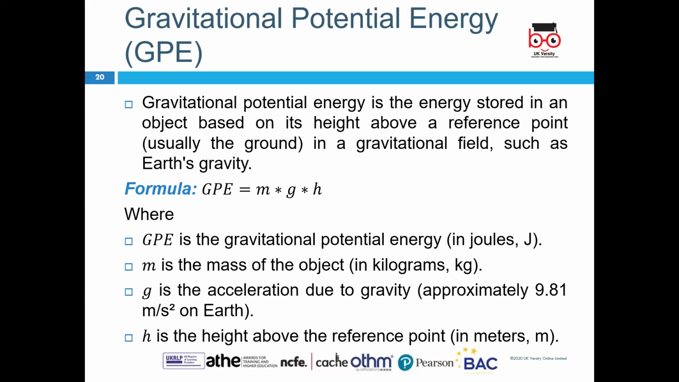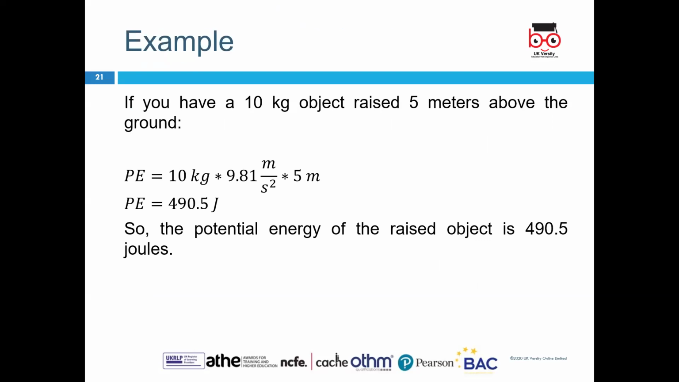So this is the formula for gravitational potential energy. For an example, if you have a 10 kg object raised 5 meters above the ground, your potential energy is 10 kg into 9.81 meters per second square into 5 meters, which is 490.5 joules. So the potential energy of the raised object is 490.5 joules, using the calculation of mgh.